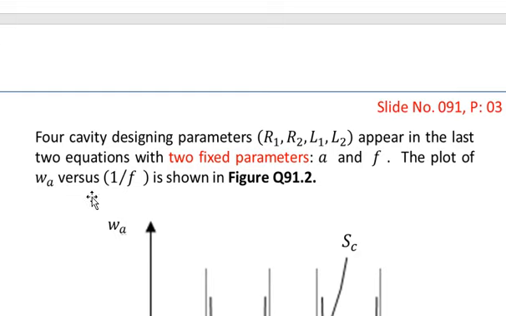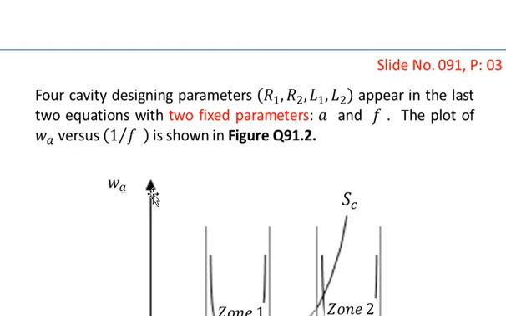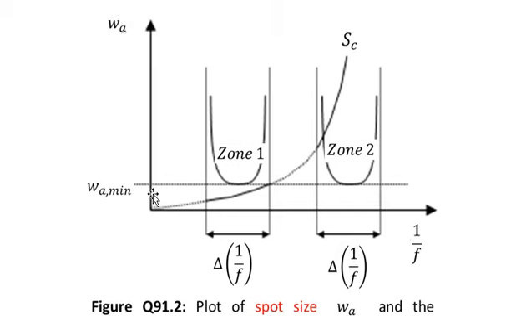The plot of WA versus 1 over F is shown in figure 2. So this is the figure. You see that on the vertical side we have plotted the spot size WA, and along the horizontal axis we have plotted 1 over F, that is the dioptric power of the lens.